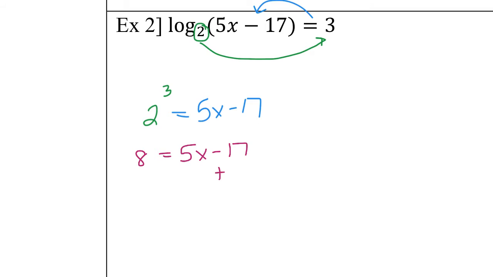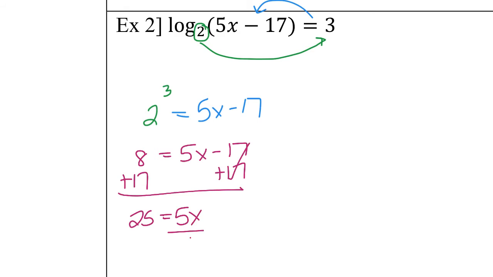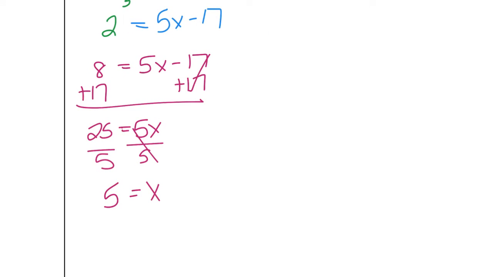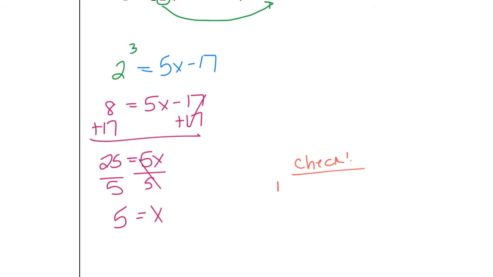5x minus 17. Add the 17 to both sides. So we end up with 25 equals 5x. Divide both sides by 5, and we end up with x is equal to 5. But again, before we can say that yes, this is my final solution, I need to make sure I always go back and check and make sure I don't end up with a negative inside the logarithm.